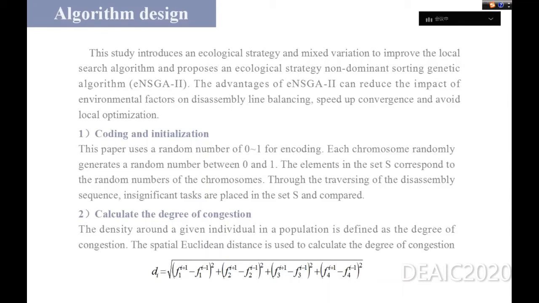Two steps calculate the degree of congestion. The density around a given individual in a population is defined as the degree of congestion. The Euclidean distance is used to calculate the degree of congestion.